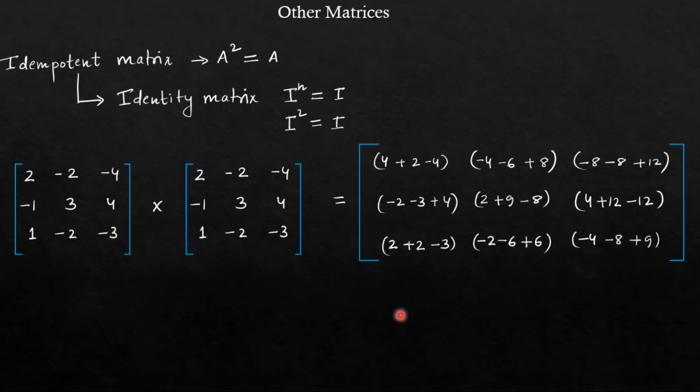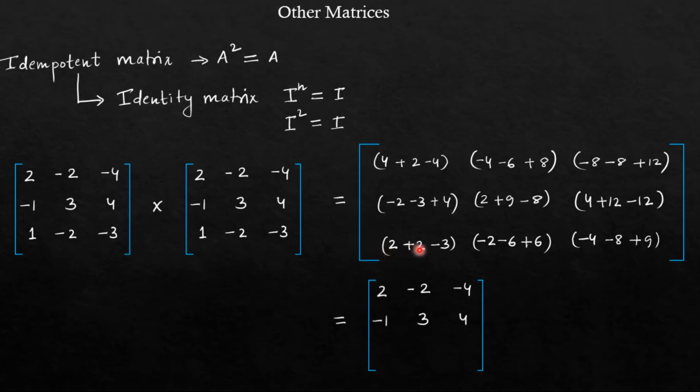Okay. Now add all the elements, you will get 4 plus 2 minus 4, you will get 2. So you get 2. -4 -6 plus 8, you will get -2. Now -8 plus 12, you will get -4. -2 -3 plus 4: 4 minus 3 is 1, 1 minus 2 is -1. 2 plus 9 minus 8, you will get 3. 4 plus 12 minus 12, you will get 4.